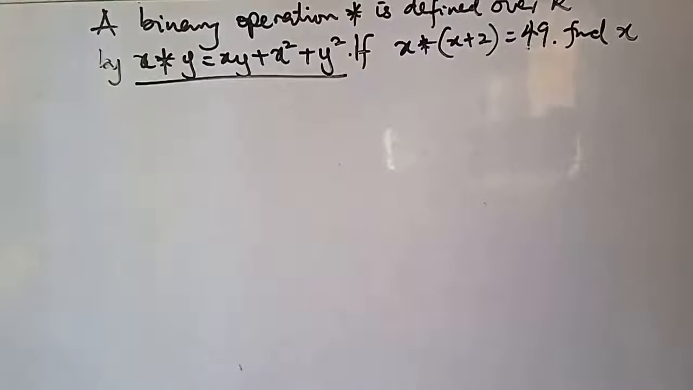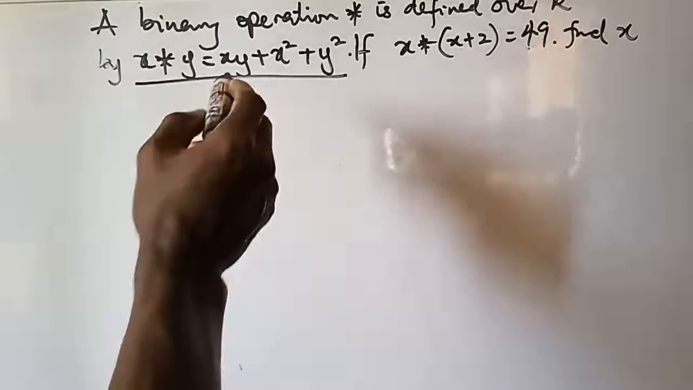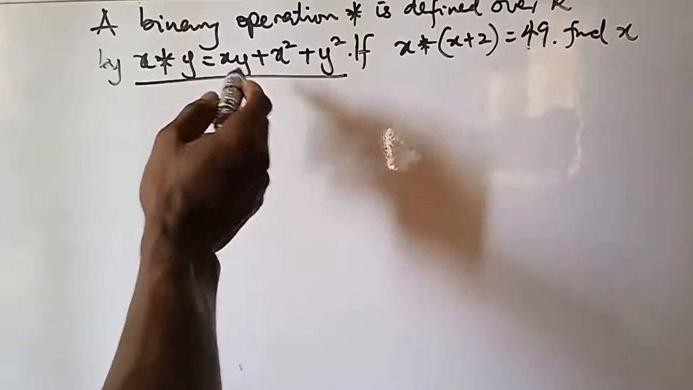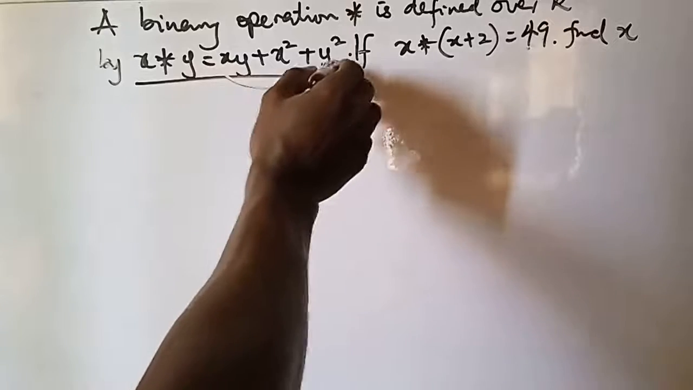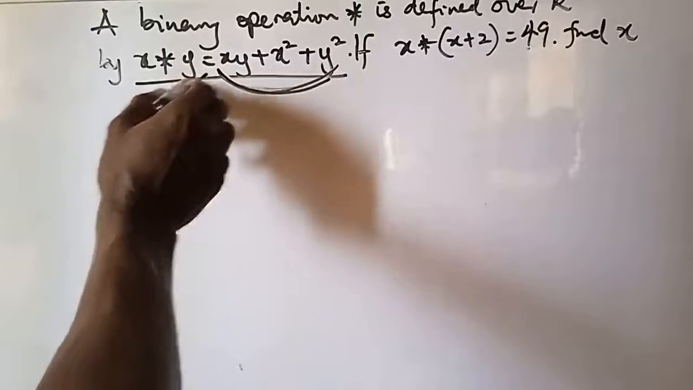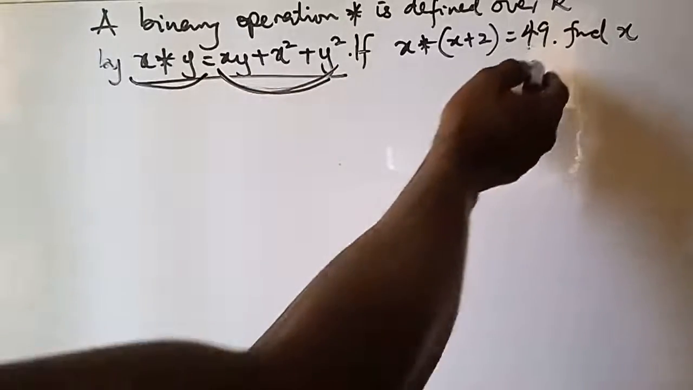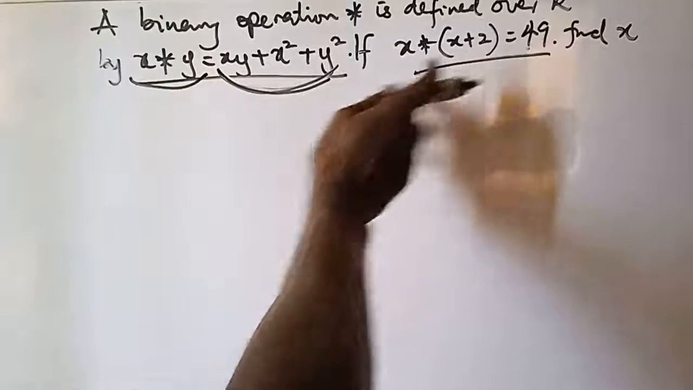Actually, this is an expression that will probably lead to a quadratic equation. Then how do we solve this? Now let us get started. Take note that a binary operation is a combination of elements based on rules. This is the expression for this operation. So as such, let us equate this first.